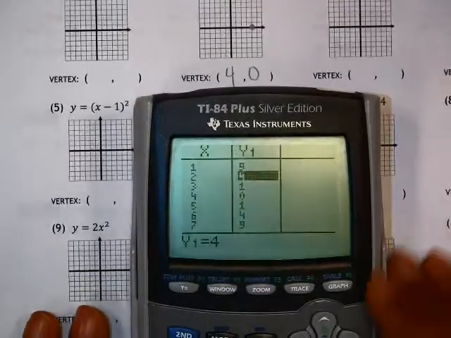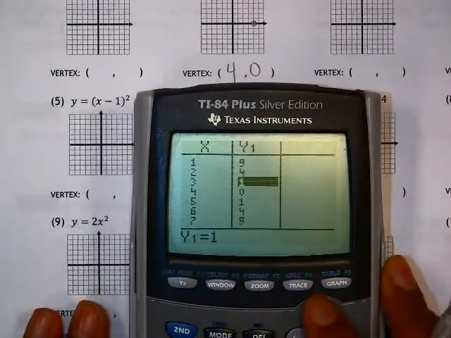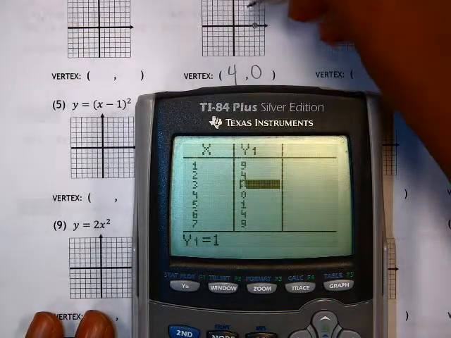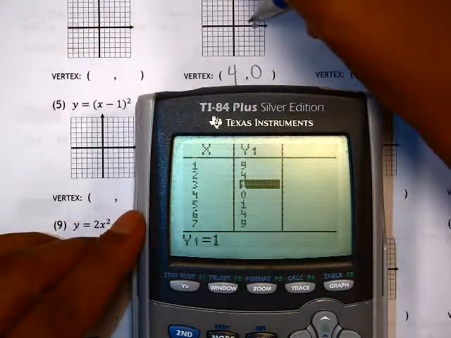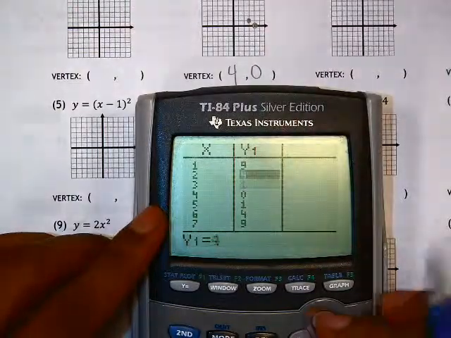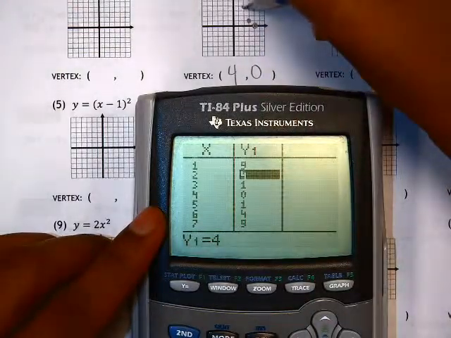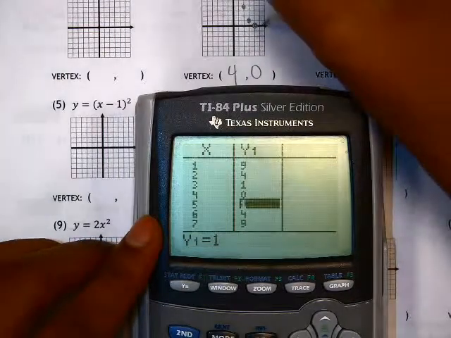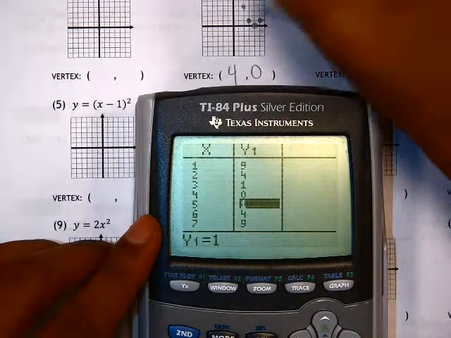So let's plot 2 points to the right of that. Or I'm sorry, to the left of that, so 3, 1 and 2, 4. And we'll also plot 2 points to the right of the vertex, so 5, 1 and 6, 4.